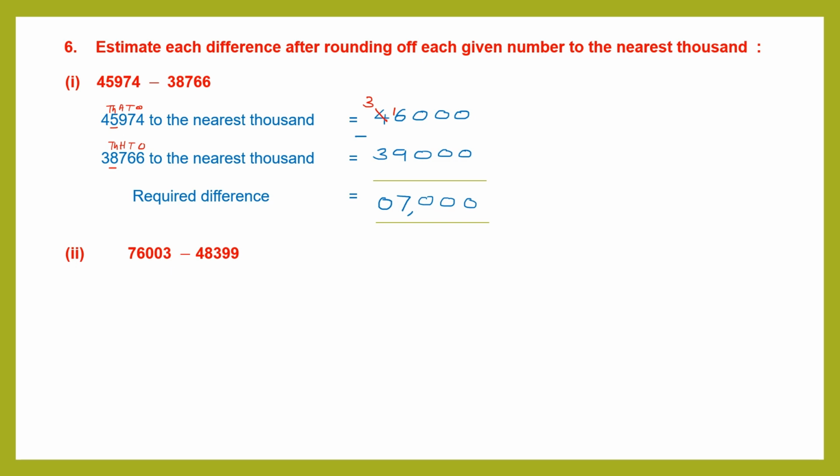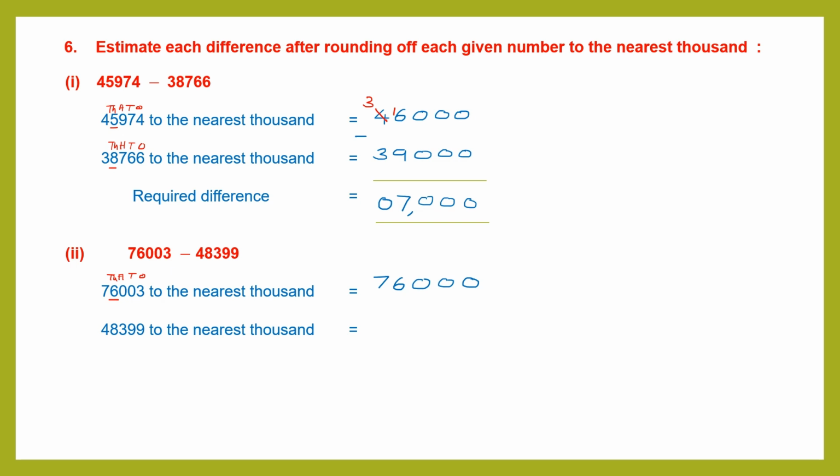The second question is 76,003 minus 48,399. So let's round it off to the nearest thousand first. Now the digit in the thousands place, ones, tens, hundreds, thousands, is 6. 6 is in the thousands place and the digit next to 6 to the right is 0. So 6 will remain the same. So let's write 7, 6 will remain the same and all the others are zeros, 3 zeros.